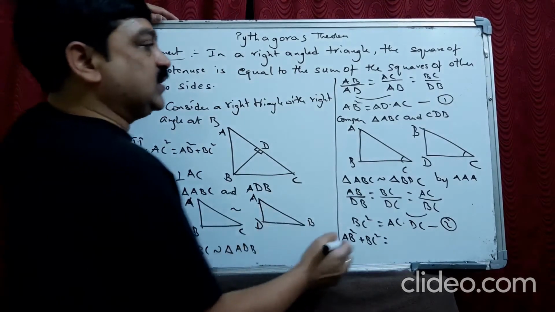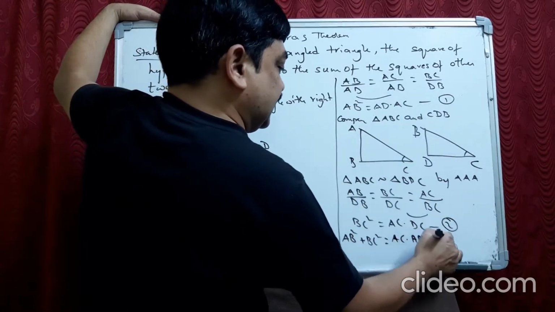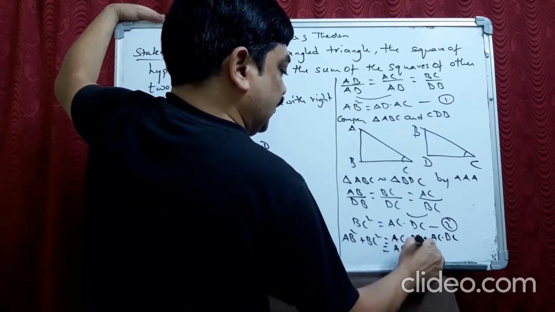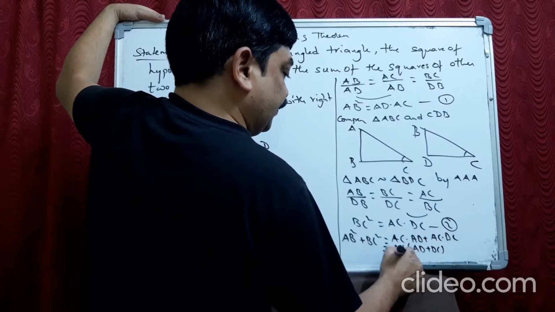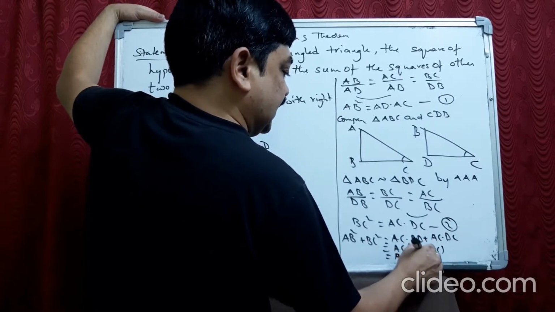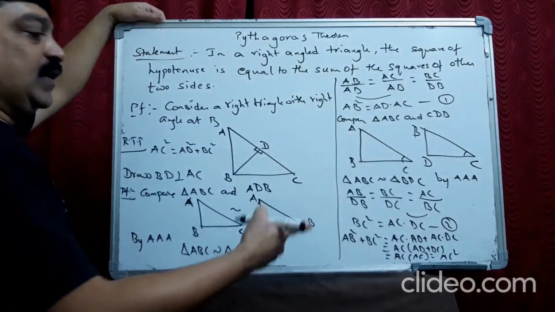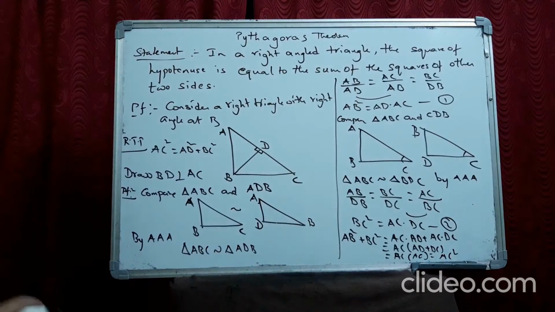Now add 1 and 2. On both sides, AB square plus BC square equals AC into AD plus AC into DC. If I take AC common, it becomes AD plus DC. So it becomes AC into AD plus DC, which is again AC. So it becomes AC square. So AB square plus BC square is equal to AC square. Okay, so this is Pythagoras theorem.